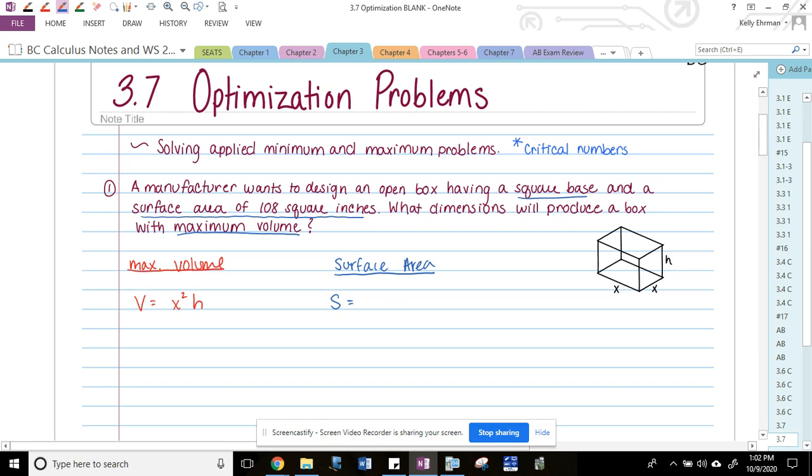Surface area would be, you have to think about all of your surfaces. You have, let's see. Oh, okay. It's an open box. So I was about to say you have two surfaces that are x squared, but it's open, so there's no surface right here. So there's just an x squared base. And then around the sides, we have x by h and x by h. So even though this doesn't look like a square base, you have four x by h rectangles going around the sides. We are told that surface area is 108, so go ahead and sub that in.